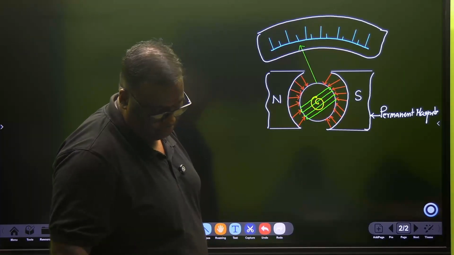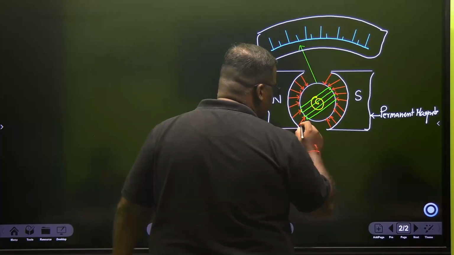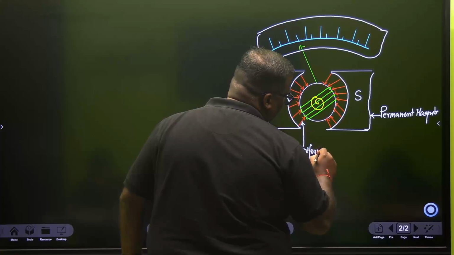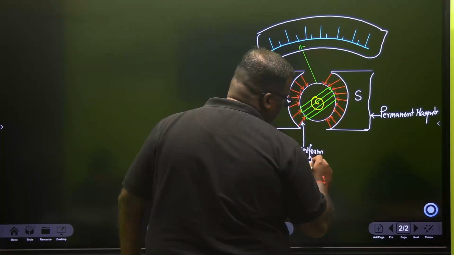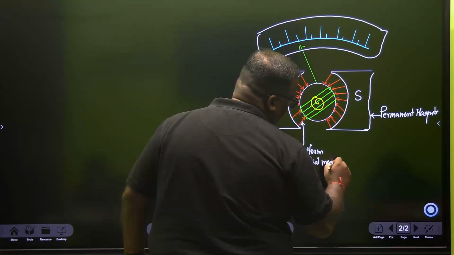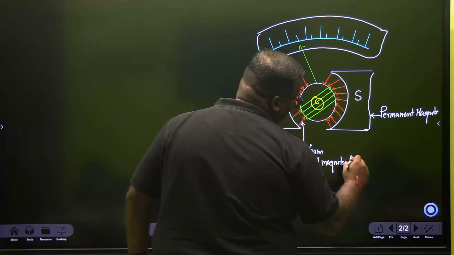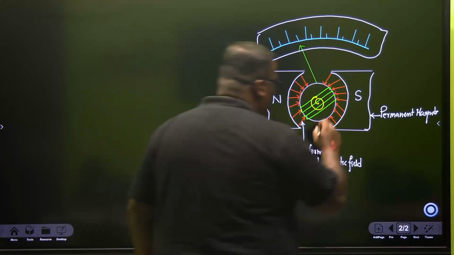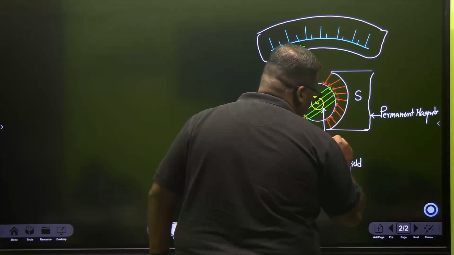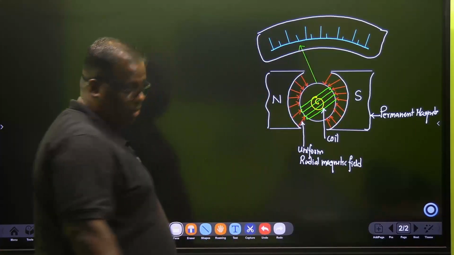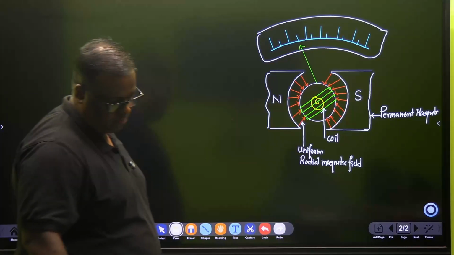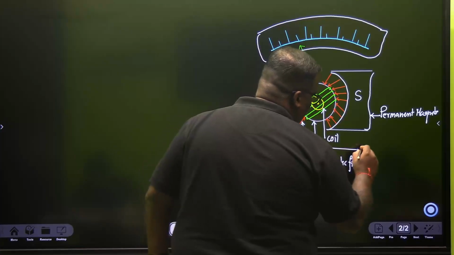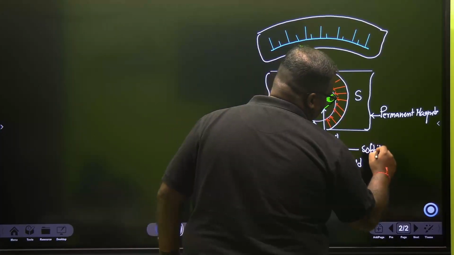Then all these red lines actually represent the uniform radial magnetic field. This will be very important. We'll see that uniform radial magnetic field. And then the green one which I have twisted out here, this is basically the coil. Then I have a white circle, and the white circle is known as the soft iron core.